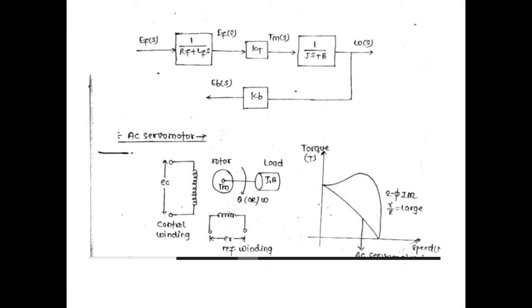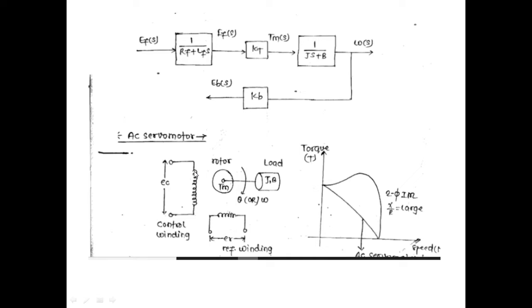And let us come to the third category of servo motor, which is known as an AC servo motor. Now, first, I will discuss the constructional features of an AC servo motor. Right. An AC servo motor consists of two sets of winding. Basically, it is a two-phase winding. It is a two-phase motor.